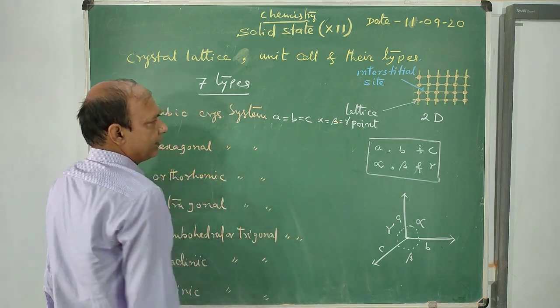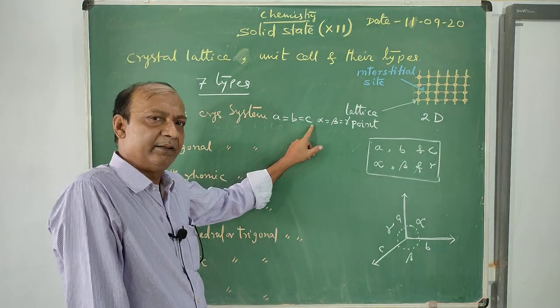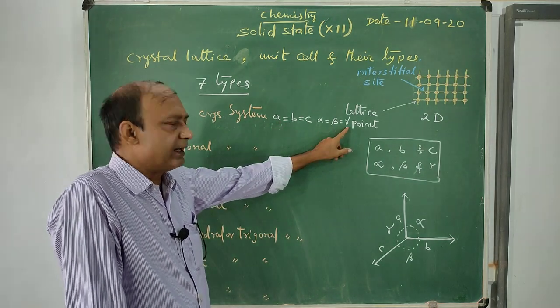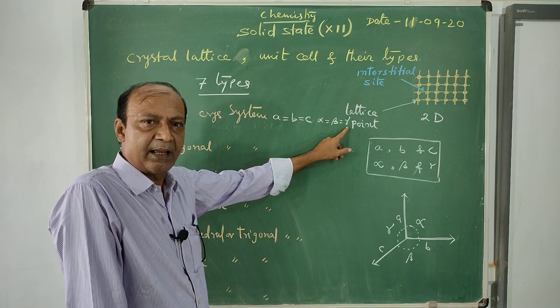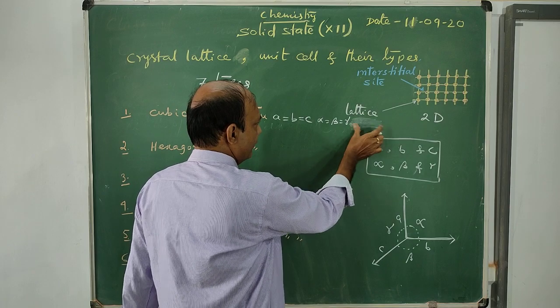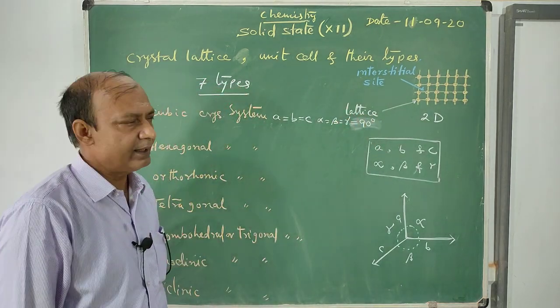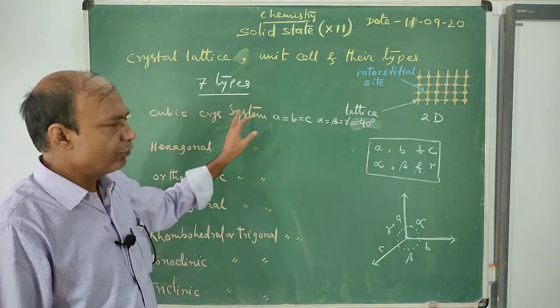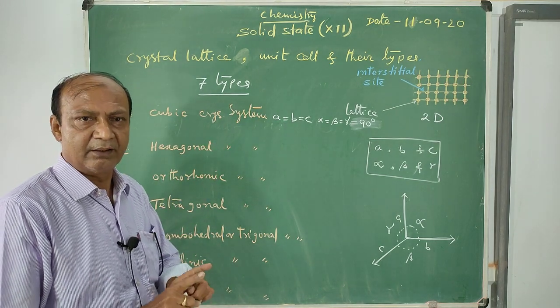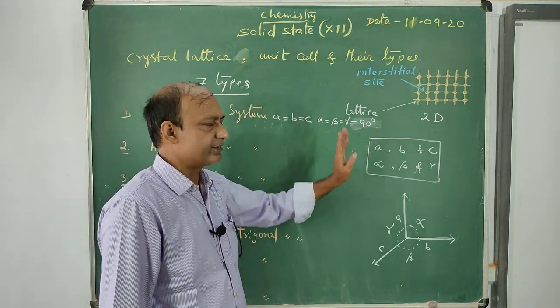You know it. So in such a unit cell in which the length, breadth and height are all equal, and alpha, beta and gamma, the interaxial angles, are all equal to 90 degrees, then you will say that the unit cell is a cubic unit cell. This is the cubic unit cell, primitive unit cell, cubic unit cell.